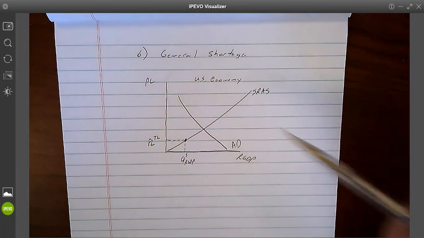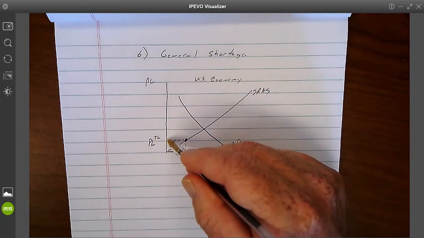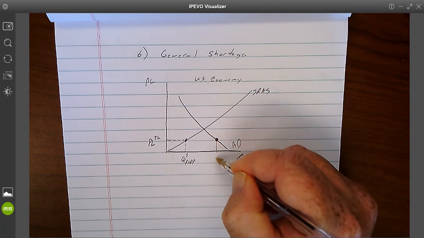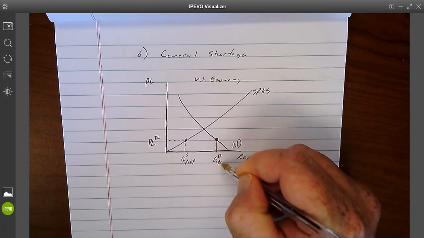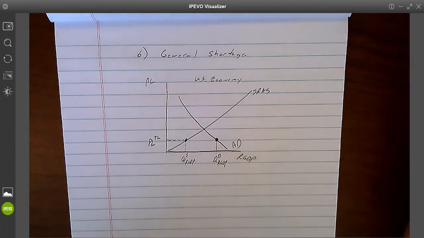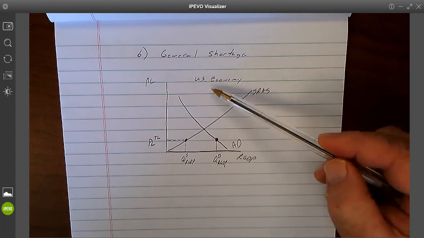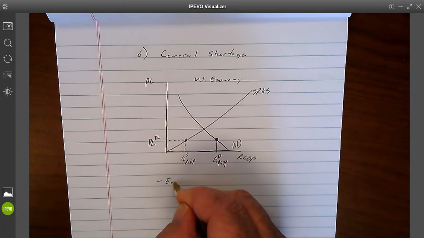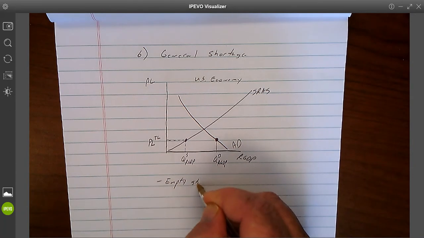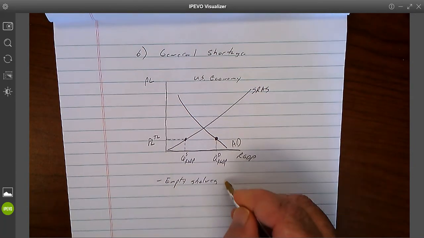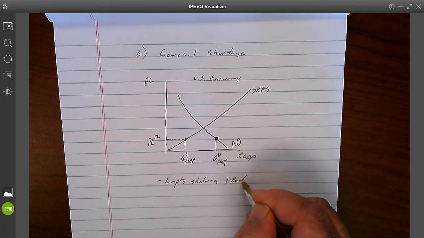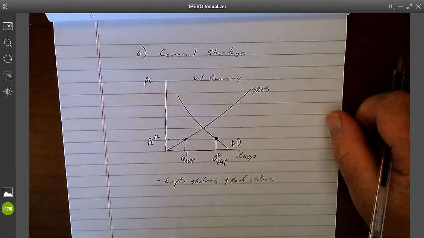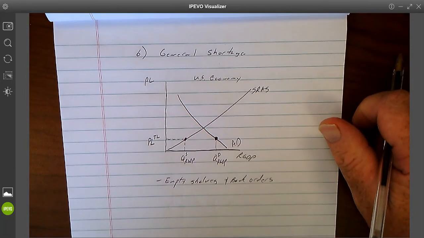Again, lower profits per unit. But consumers at this price level say, hey, I'm willing to buy a bunch of stuff. There's my quantity demanded of real GDP at that price level. What do we have now? A general shortage. We see empty shelves and back orders.